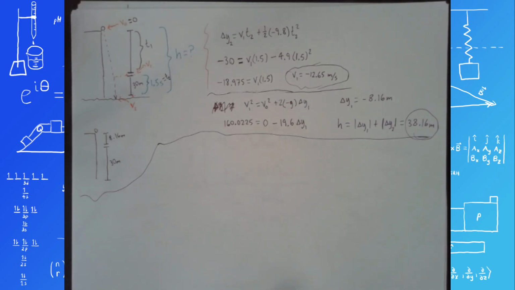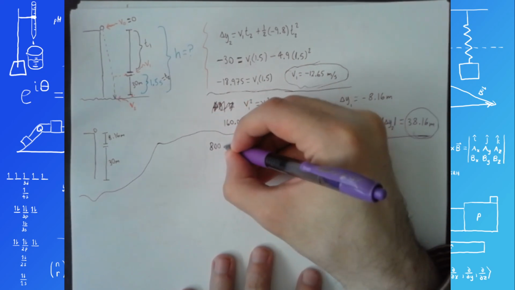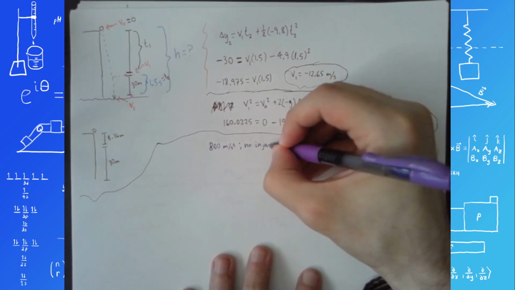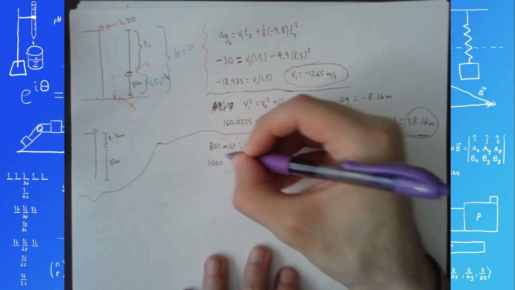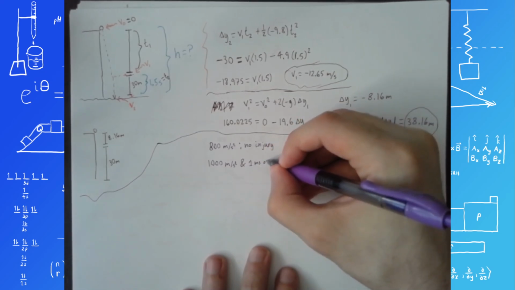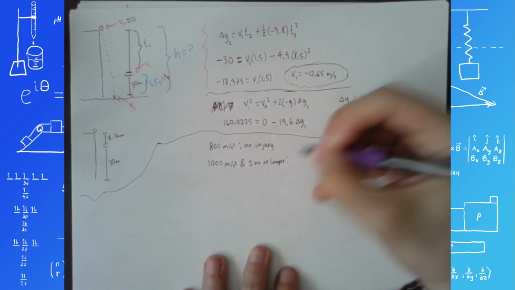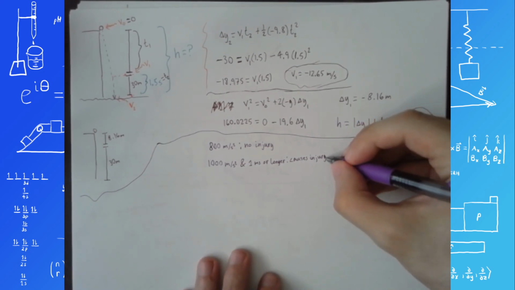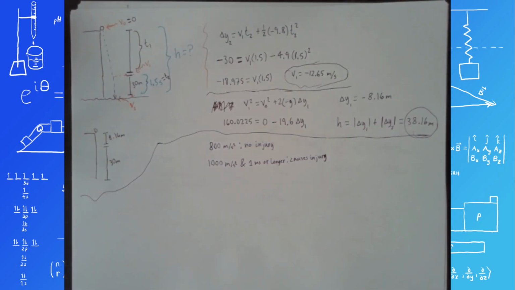So 800 meters per second squared: no injury, no long-term injury. 1,000 meters per second squared and 1 millisecond or longer causes injury. And this is the magnitude of the acceleration that we're talking about. Whether it's positive or negative is not entirely relevant when it comes to determining whether injury is caused. It does matter to us because we're physicists, or at least physicists in training.